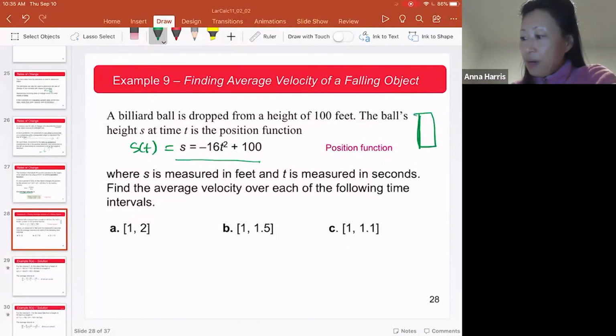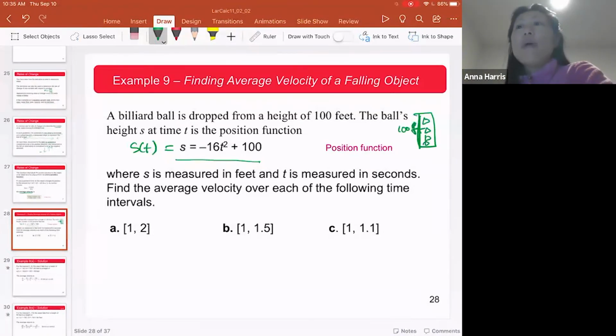So if I say this is my building, and this is 100 feet, and the ball is dropped, and this is my position function, where S is measured in feet and t is measured in seconds, find the average velocity over each of the following time intervals.